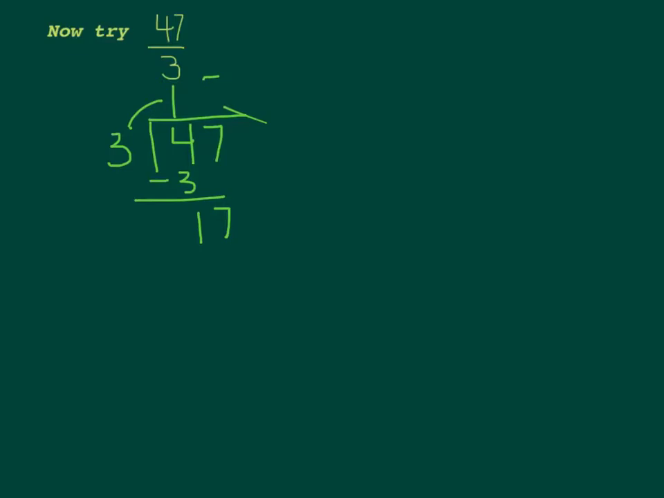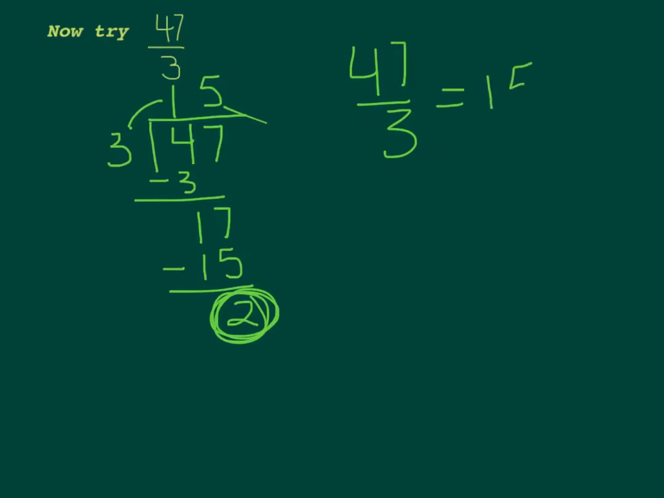So we multiply. 5 times 3 is 15. And we subtract. 17 minus 15 is 2. And we have nothing left to bring down. So that means we have a remainder. So we say 47 divided by 3 equals 15, and then when you were little you said remainder 2.